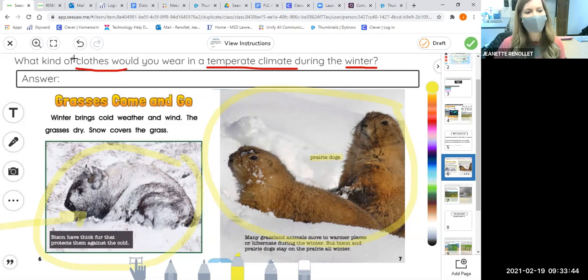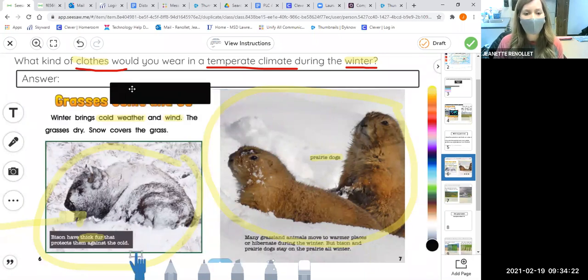Okay, so I'm thinking about what kind of clothes I would wear during the winter. Well, let's find some keywords here. It says bison have thick fur. So I probably need to wear something that's also thick if the animals have to have thick fur. It also says that it brings cold weather and wind. Ooh, so if it's cold in the winter, I probably need to wear a coat or boots, maybe a hat and gloves. Those are examples of clothes I would wear in a temperate climate.